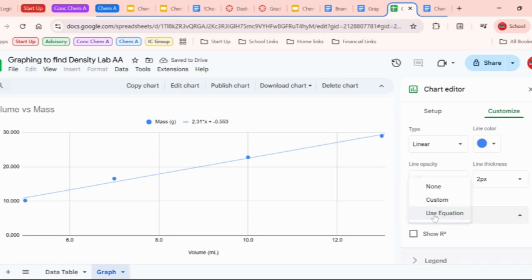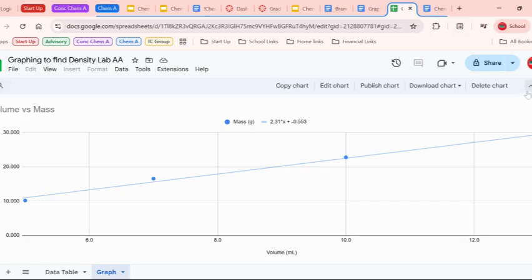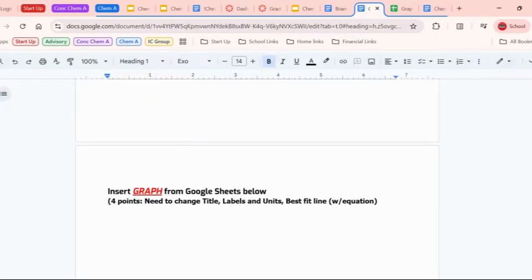And I also want the equation, because that is the important part of this, ladies and gentlemen, is the equation. So I now have that written there. I have that good to go, ladies and gentlemen. I am done with my graph. Now, to put my graph into the lab, the document, I go into the document.